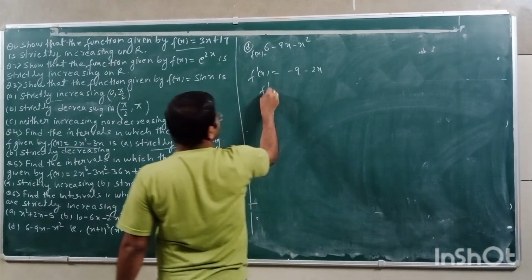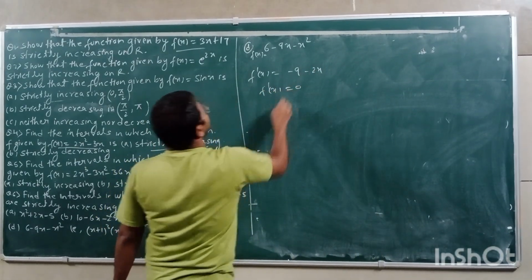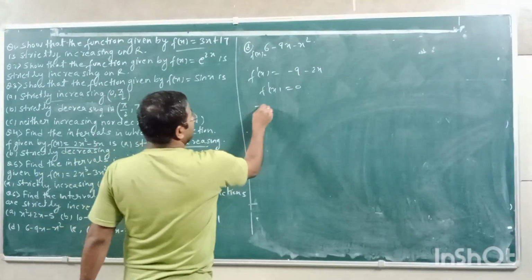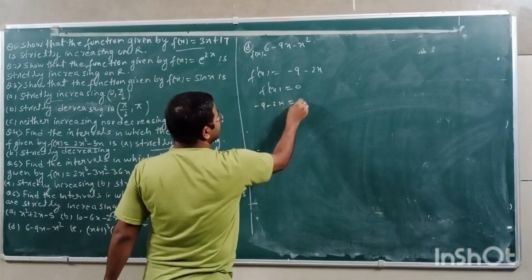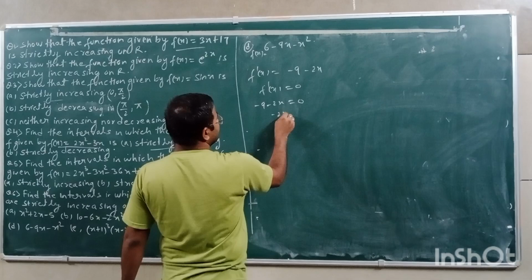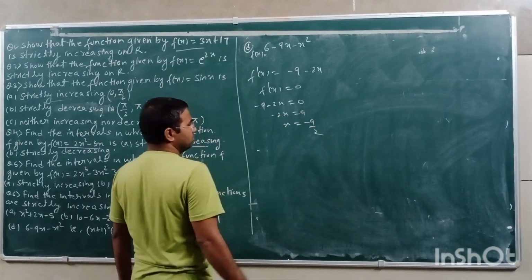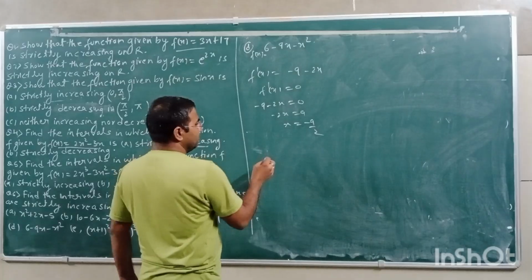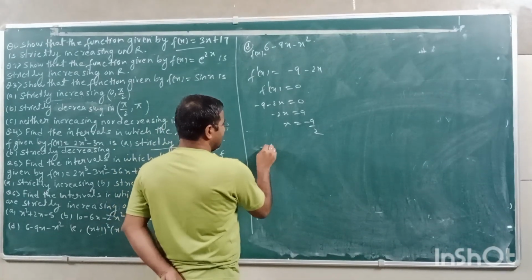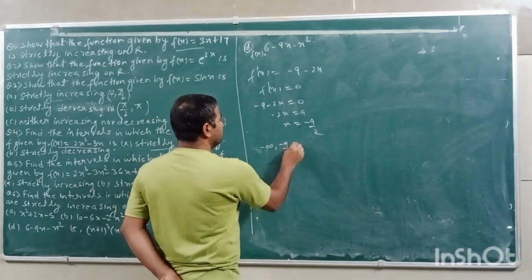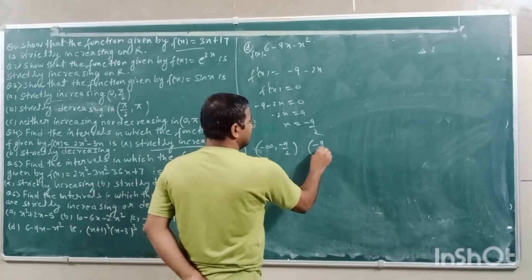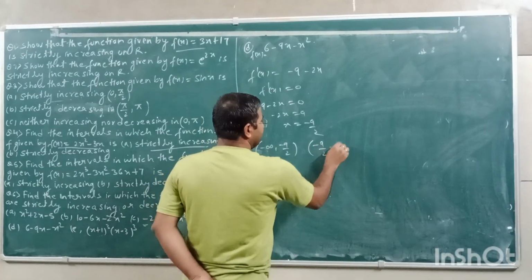Then for finding the interval, we have to put f'(x) = 0. Then -9 - 2x = 0 will be, then -2x = 9, then x = -9/2. Okay, then two intervals will arise. First one is -infinity to -9/2, then second is -9/2 to infinity.